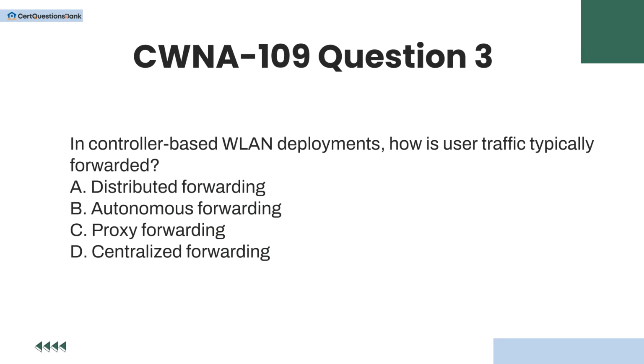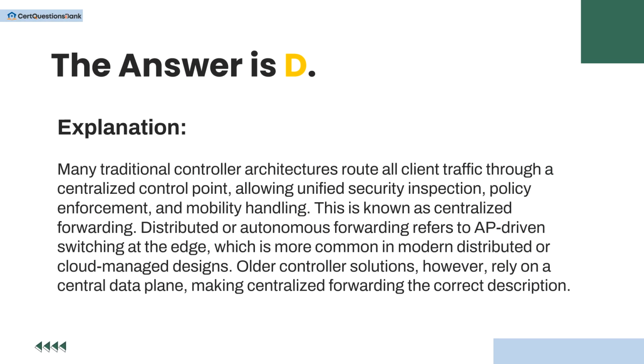In controller-based WLAN deployments, how is user traffic typically forwarded? A. Distributed forwarding. B. Autonomous forwarding. C. Proxy forwarding. D. Centralized forwarding. The answer is D.